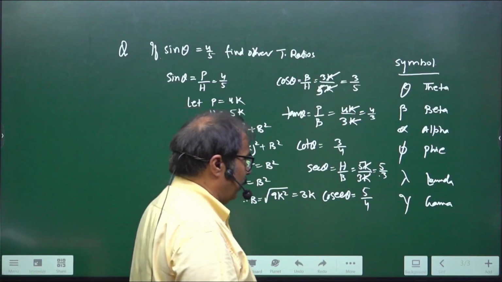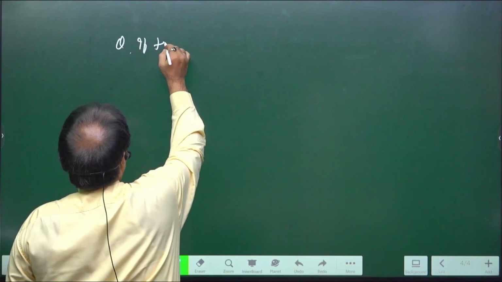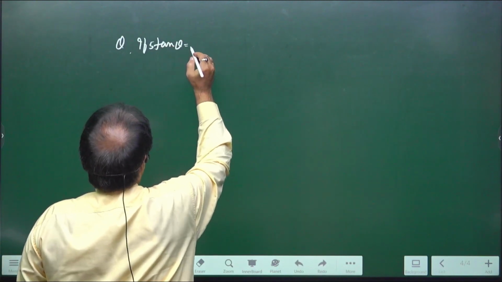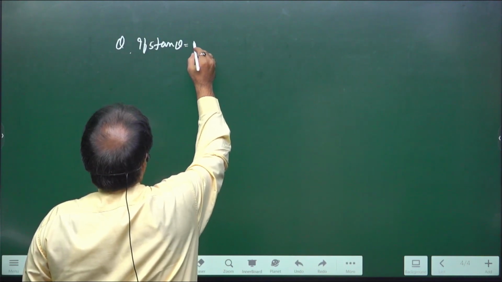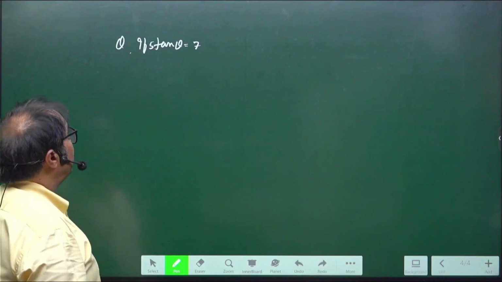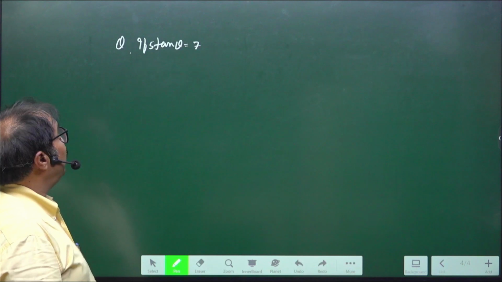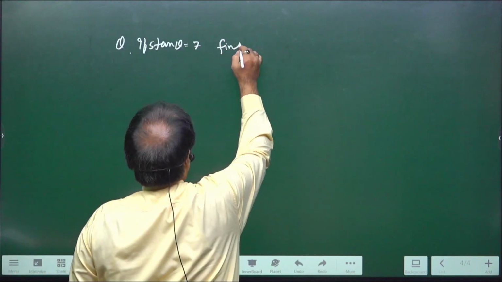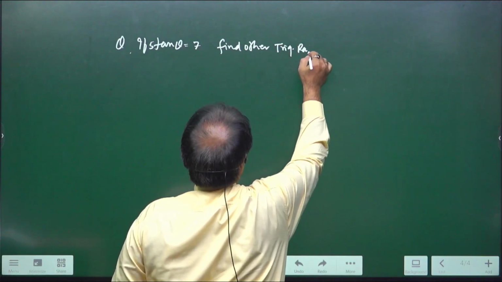One more example I will take. So the next question I am taking: if 5 tan theta is equal to 7, then find the other trigonometrical ratios. This is the question.